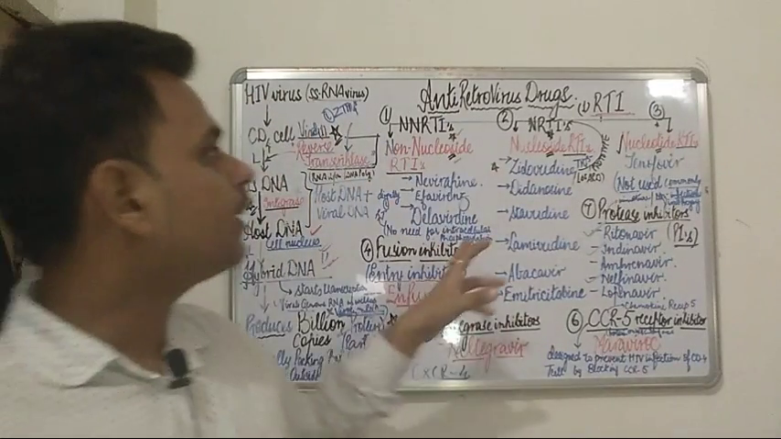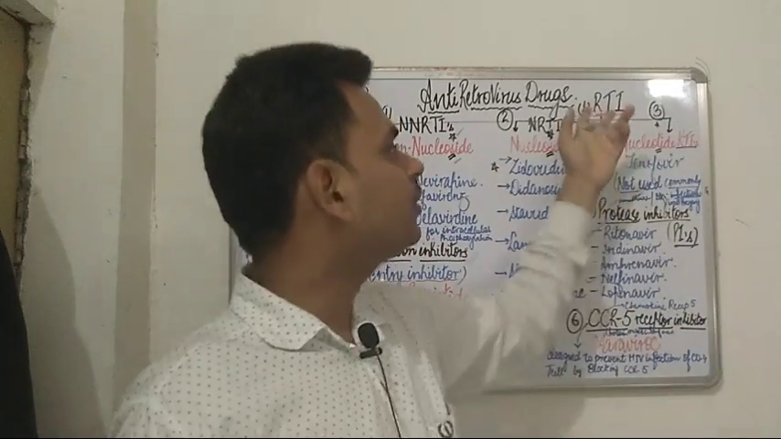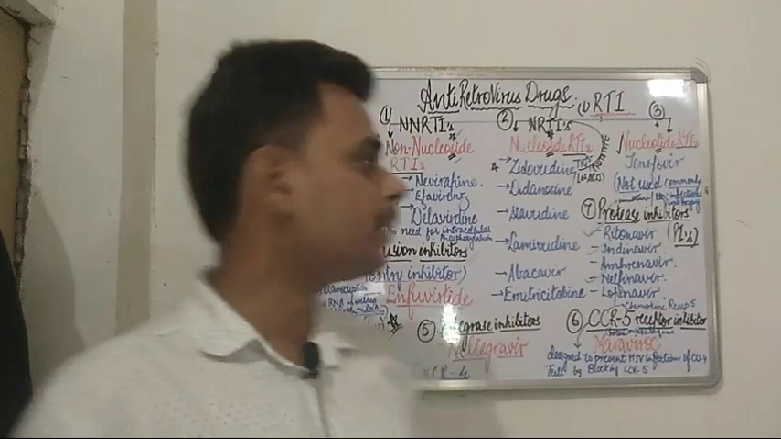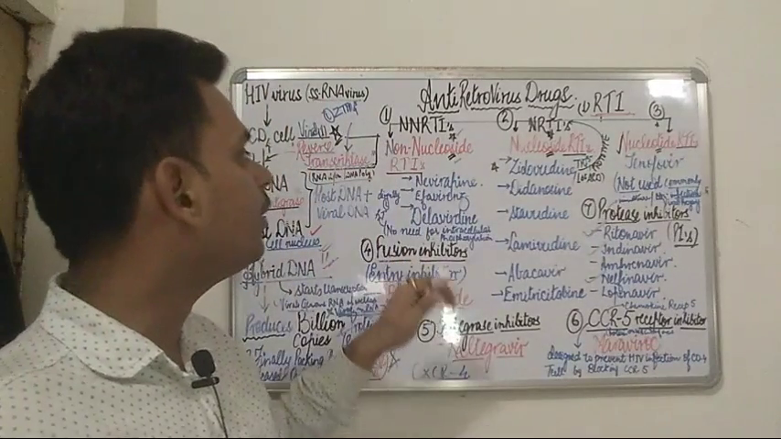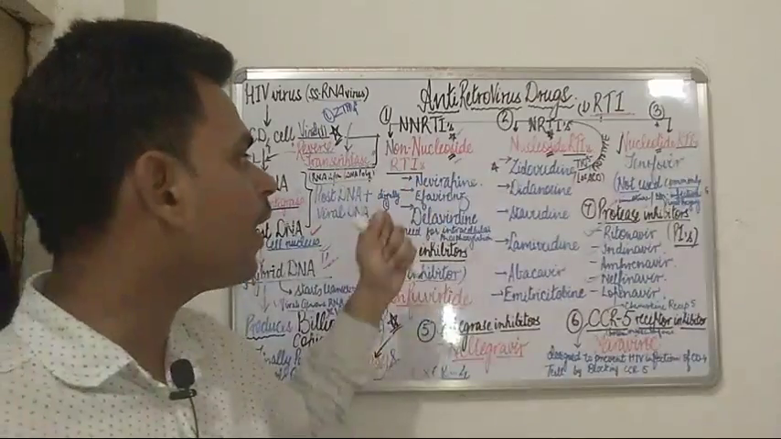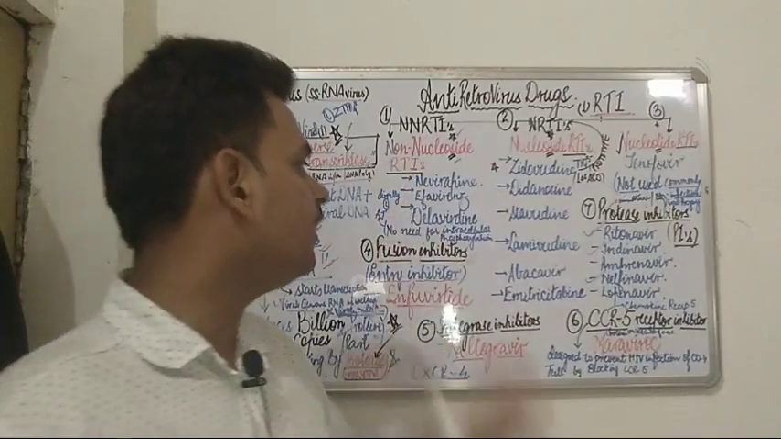Moving on to the second class of drugs under the reverse transcriptase inhibitors, we have the non-nucleoside reverse transcriptase inhibitors, and under this category we have three drugs: nevirapine, efavirenz, and delavirdine.